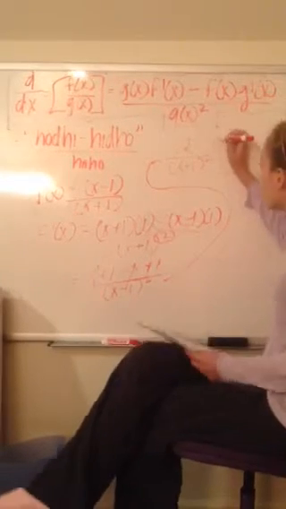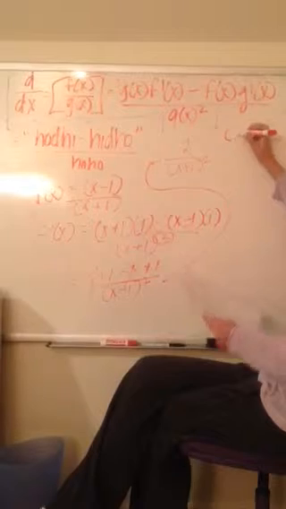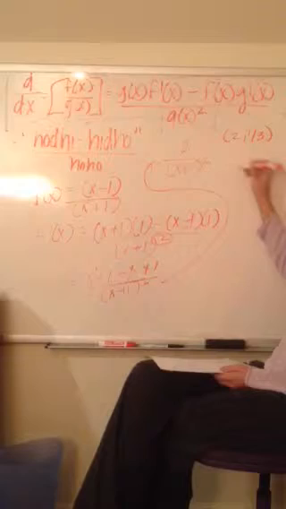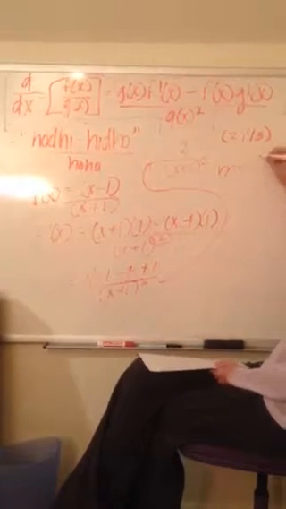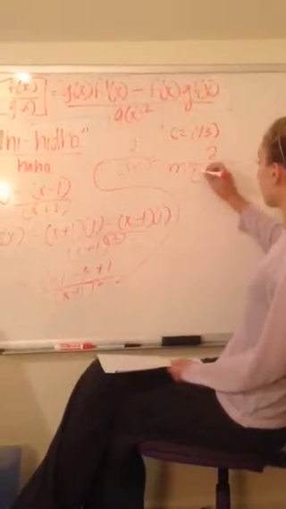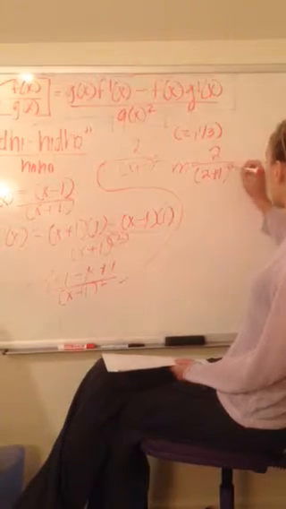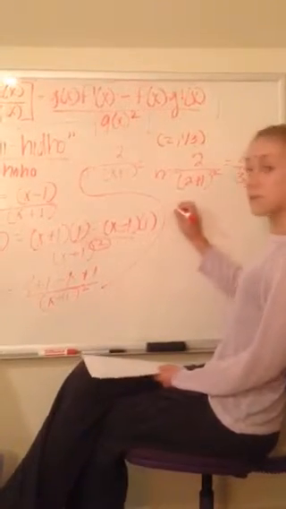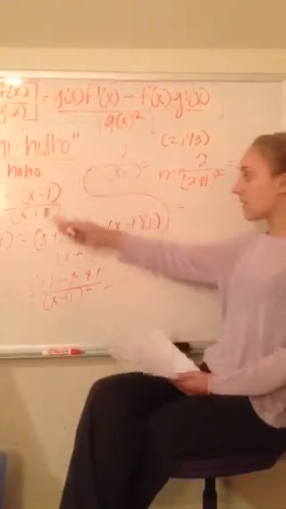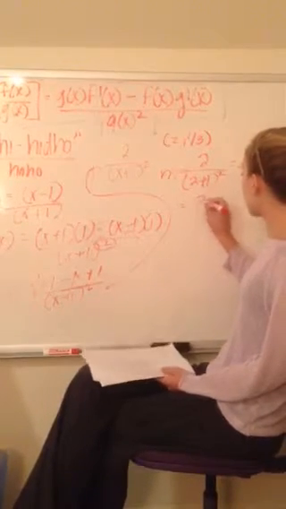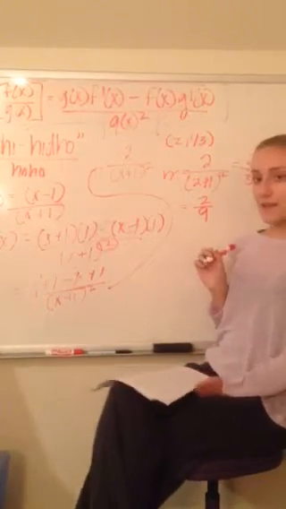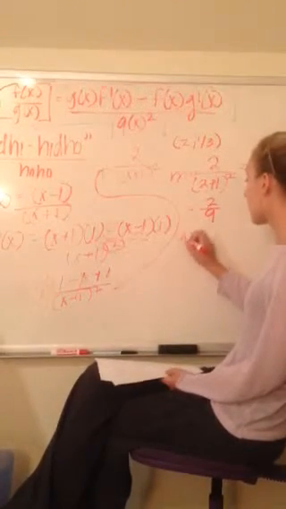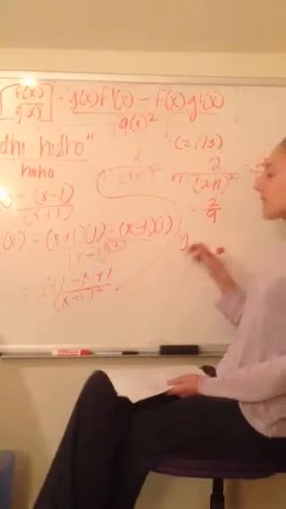To find the slope, you'll be given a point, and you plug the point into the equation that you got to find the slope of the line. So you'll have 2 over 2 plus 1 squared, which equals 2 over 3 squared. So your slope of the line that's tangent to this equation is 2/9. Now to find the equation of the line, you plug it into point-slope form, which is y minus y1 equals m times x minus x1.